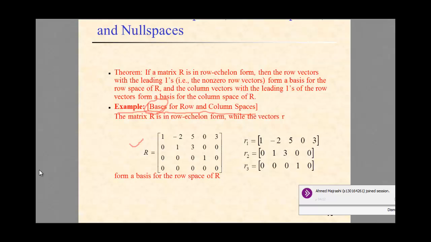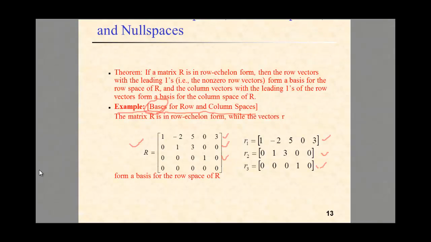So our first step is we will convert the matrix into row echelon form. We observe that it is already in row echelon form, so there is no need to change it. Which rows are the non-zero rows? We observe that row 1 is non-zero, row 2 is non-zero, and row 3 is non-zero.